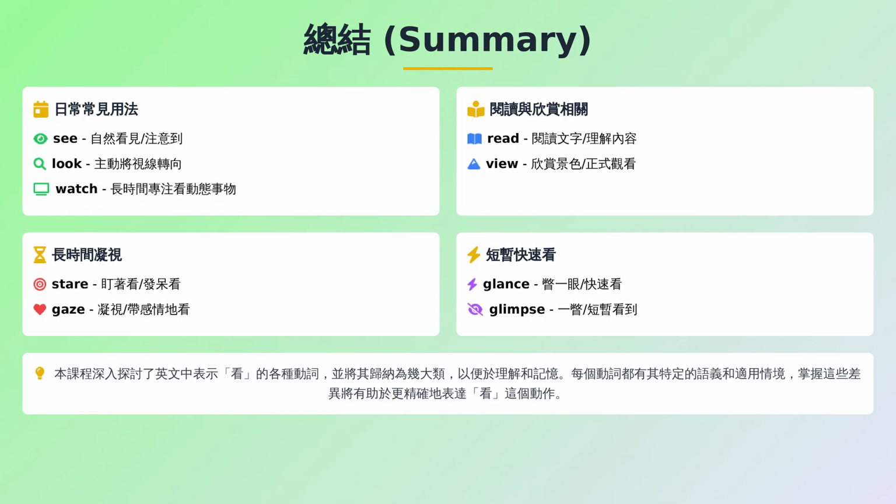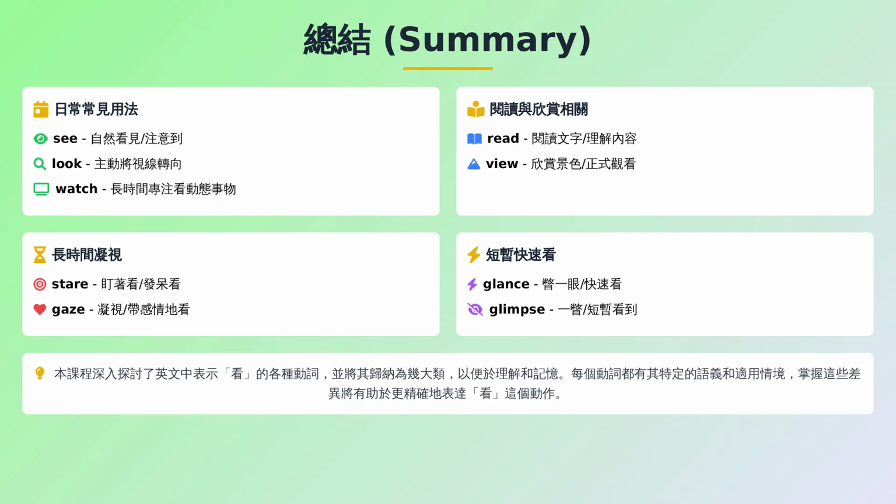View: appreciating the view or formally watching. Stare: to stare at something for a long time, or to look at something blankly. Gaze: to gaze at something or to look at something with emotion. Glance: a glance or a quick look. Glimpse: a fleeting glimpse or a brief sight.